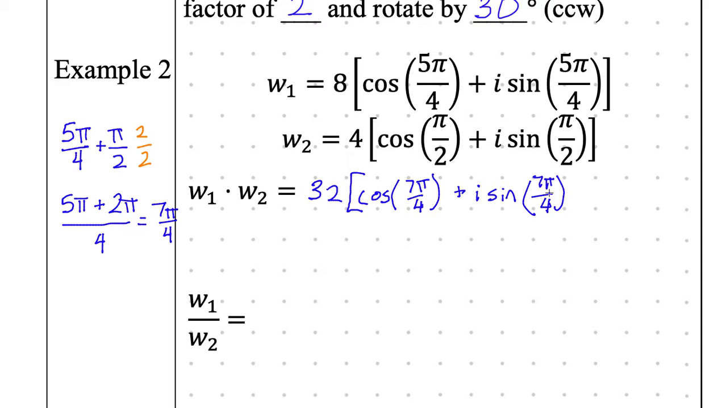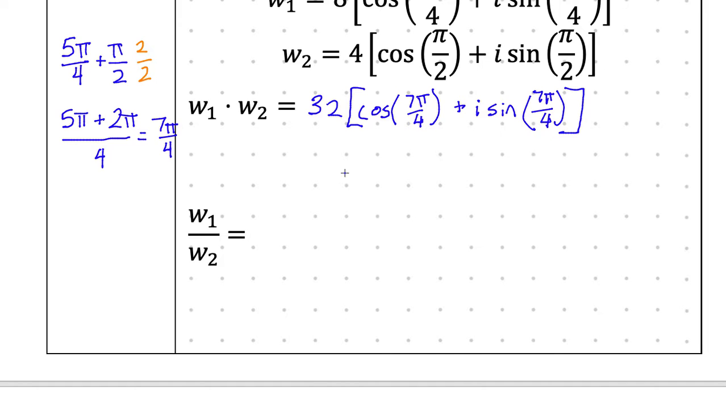If this was in degrees, it would be even easier. You don't have to do fractions. You just literally just add them, right? If it was in degrees, like 180, so this would be 5 pi over 4. What is that? It's 225 degrees. And this is 90. You do 225 plus 90. Done. There's no extra work.